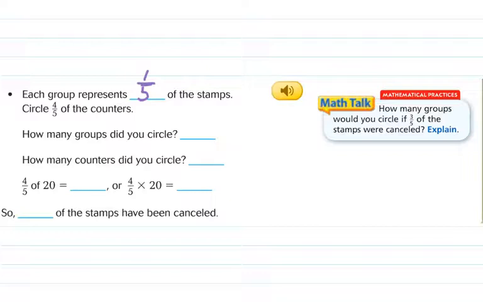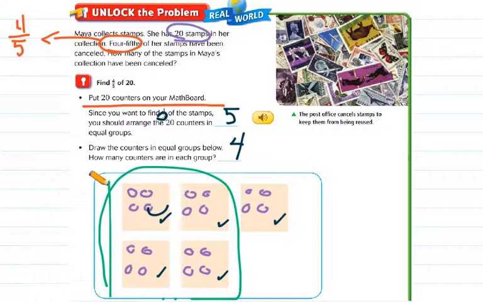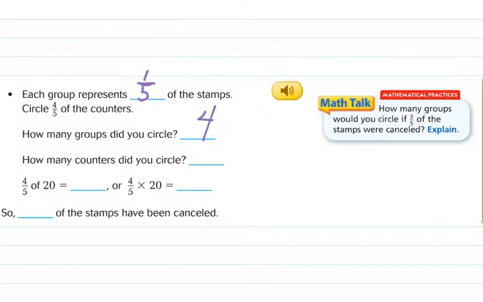In our groups, we have 4 groups, 4 counters in each group, and it says how many counters did we circle. Let's go back and check. So we have 2, 4, 6, 8, 10, 12, 14, 16. So we would write down that we have 16 counters. So it says 4/5 of 20 is 16, or 4/5 times 20 is 16.